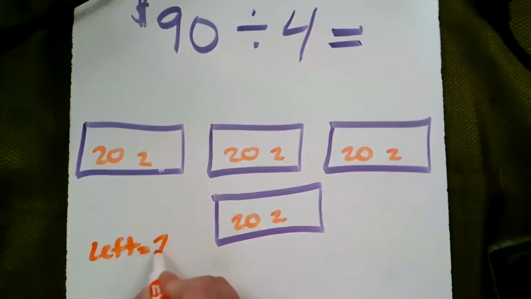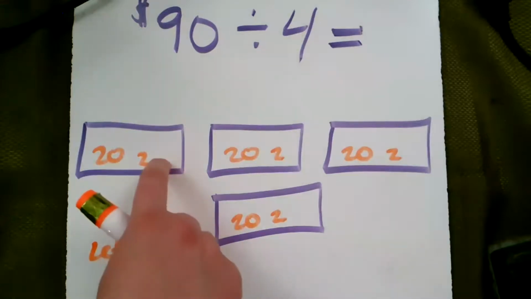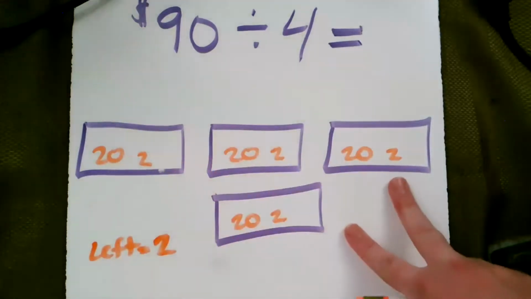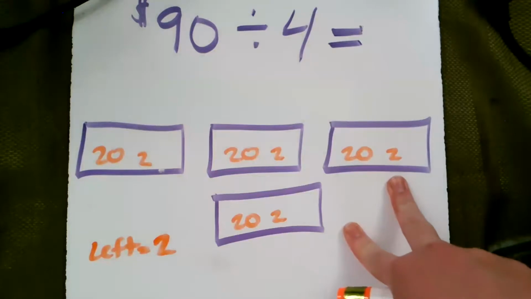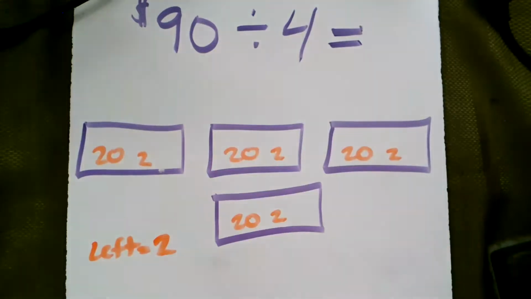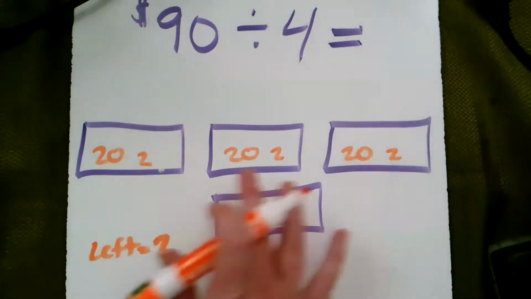We have $2 left. So now, how do I split up $2 amongst 4 people? I can't give this person $1 and this person $1 and then these people have nothing. That wouldn't be fair to these last 2 people. So how would I break apart $2 amongst 4 people?